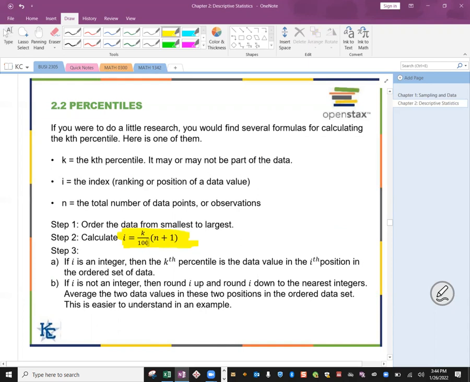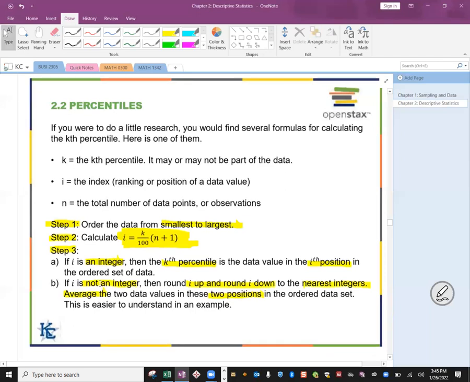It is a step-by-step thing. Step 1 is order our data from smallest to largest. Step 2, we're going to fill in this formula. Step 3 depends on what you get for the kth percentile. If you get an integer, then the ith position is your kth percentile. If you do not get an integer, then you have to round i up and round it down to the nearest integers. And then you will have 2 values, so you will have 2 positions. You will need to average those 2 positions.